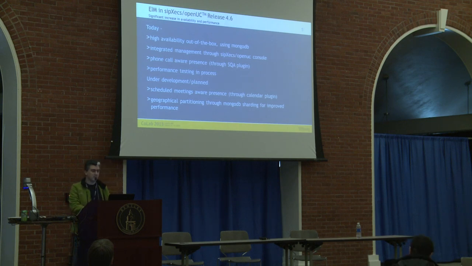So what we have today is high availability, like I said, using Mongo. And we have this OpenUC management console that helps you manage your solution. And we added presence enhancements into this: when a user initiates a phone call, you will see this, not necessarily in Unite, because this is a server side feature. So whatever XMPP client you choose, you will see this presence for the user. It will be shown as on the phone or something like that, because the message is customizable.